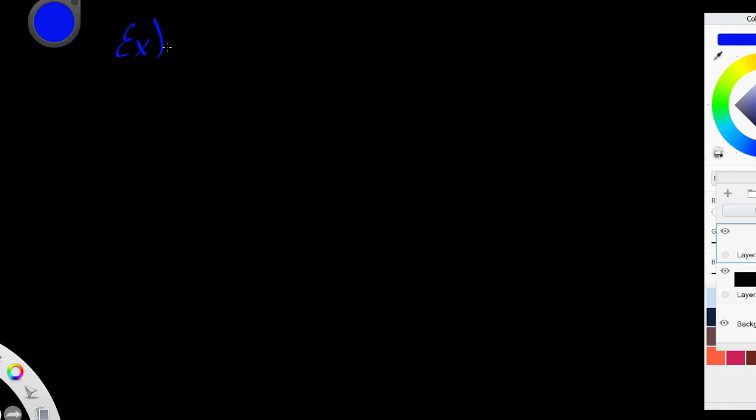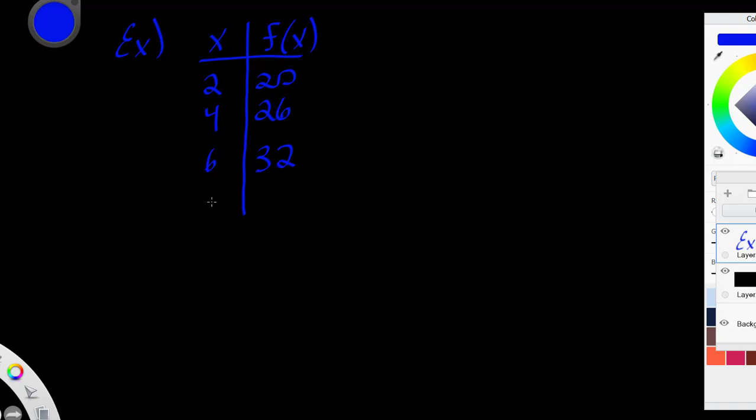Alright, the next example is going to be getting information from a table to write a linear equation. So let's say that we have x and f of x, and let's say we have the points (2, 20), (4, 26), (6, 32), and (8, 38), and we want to find the equation y equals mx plus b.